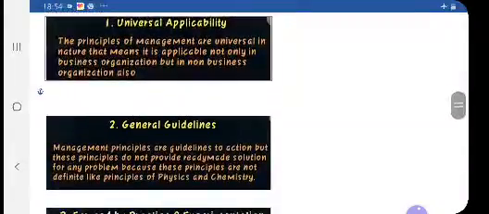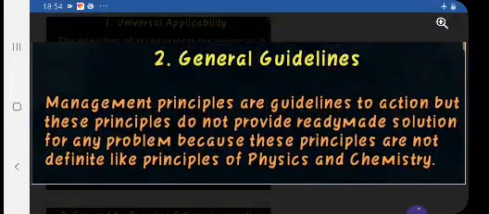Now move to the second feature. It is a general guideline. Management principles are guidelines to action, but these principles do not provide a ready-made solution for any problem, because these principles are not definite like the principles of physics and chemistry. As we have already discussed, management is an art, it needs creativity, it depends upon the situation, because all the principles are applicable to humans, and what the reaction of a human being will be is not definite.